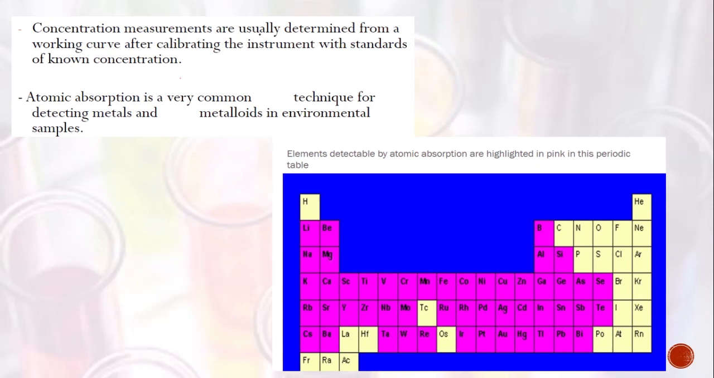Concentration measurements are usually determined from the working curve after calibrating the instrument with known standards. Standards are important. So already we have concentrations that have been known before. So we use those to help us determine the concentration of our analyte of choice.